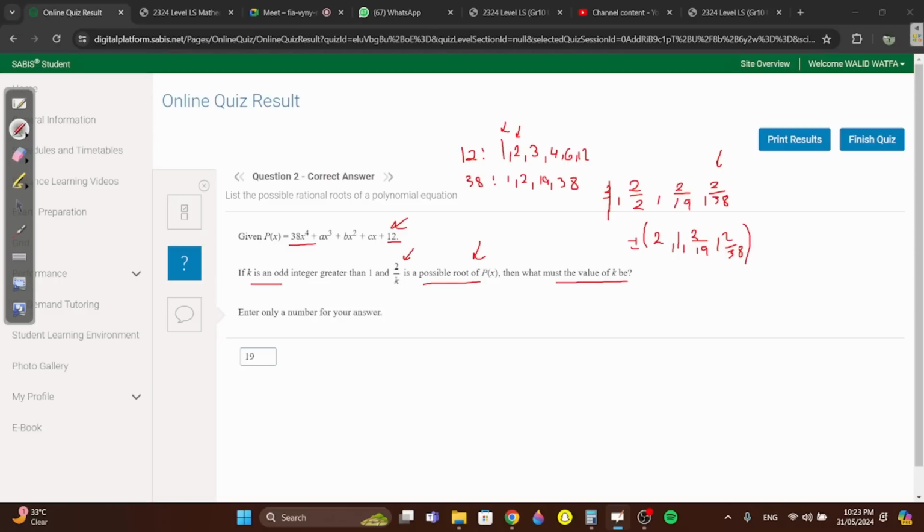They said K is odd. First of all, what is odd here? 2, 1, 19, 38. Obviously, it's not going to be 2 or 1 because it's 2 over something, right? So it can't be any of these. So it's either 2 over 19 or 2 over 38.